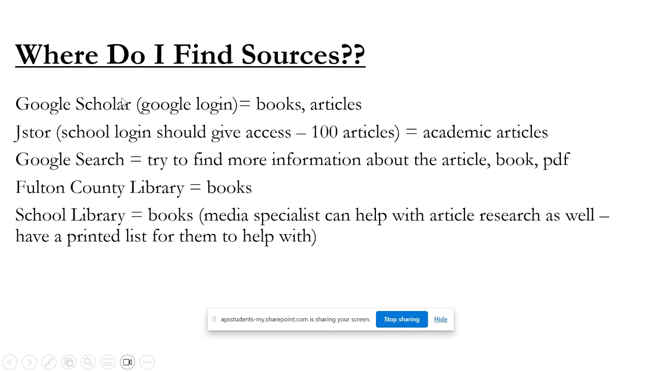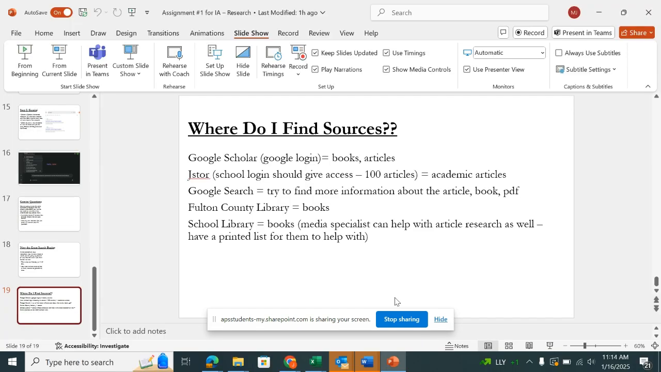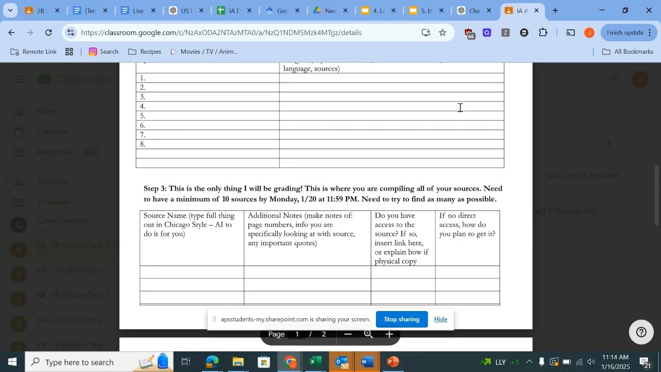The first is Google Scholar. You'll need a Google login, and it works as a basic search function where it can try to find books and articles for you. Sometimes you're going to need access to this, and you might be able to get that through JSTOR. JSTOR is a massive library of academic articles, and your school login should give you access to 100 articles for free. The problem with JSTOR is that its search function is not very good and can get overall confusing. So what might be helpful is to go to Google Search.